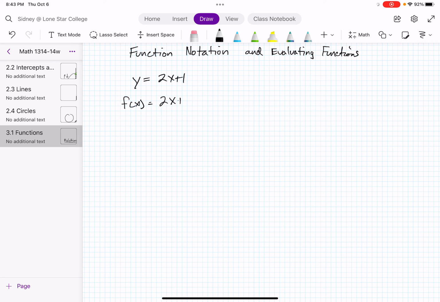f of x. It is a function of x, the output. So we called y the output earlier, and f of x is also the output. The output is a function of x. It depends on what x is. And so we now write f of x equals 2x plus 1. The output, which is a function of the variable x, is found by doing 2 times whatever x is plus 1.